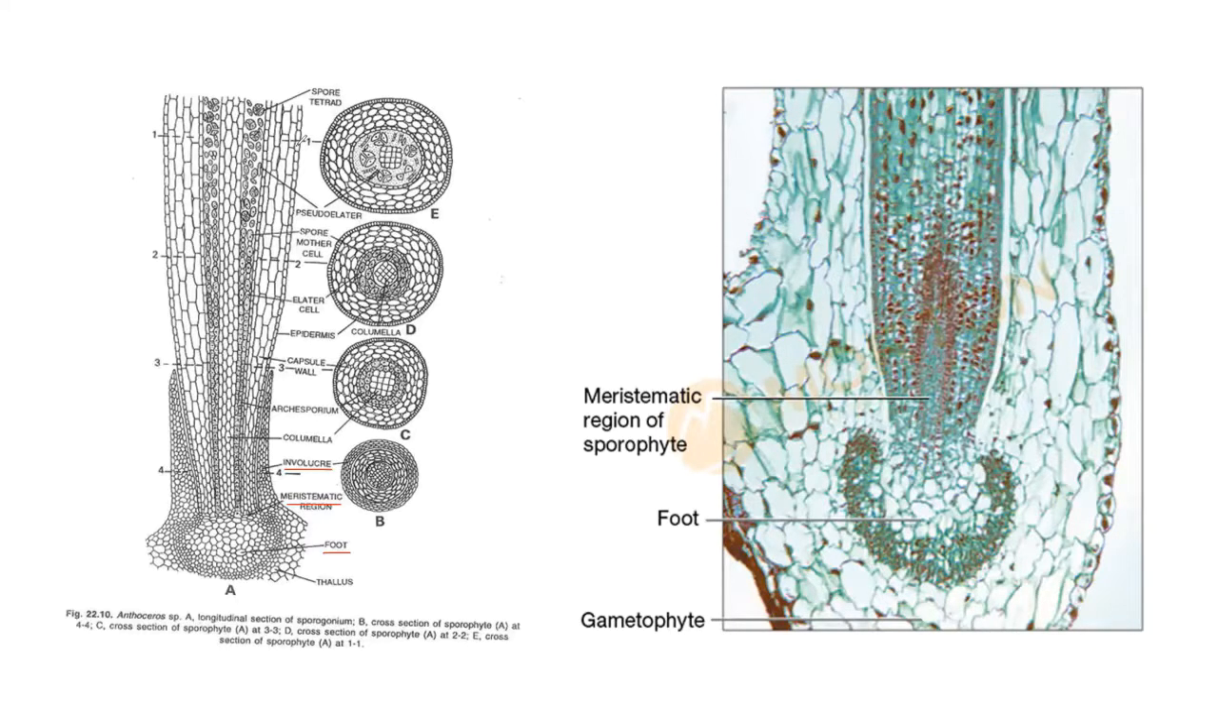As far as foot is concerned, you can make out this is a thallus, which is nothing but gametophyte, and the foot is directly in contact with the thallus. So the foot is the basal expanded part of the sporogonium, that is sporophyte, and it is deeply anchored in the gametophytic tissue and is formed of parenchymatous cells. The foot acts as an anchoring as well as absorbing organ of the sporophyte.